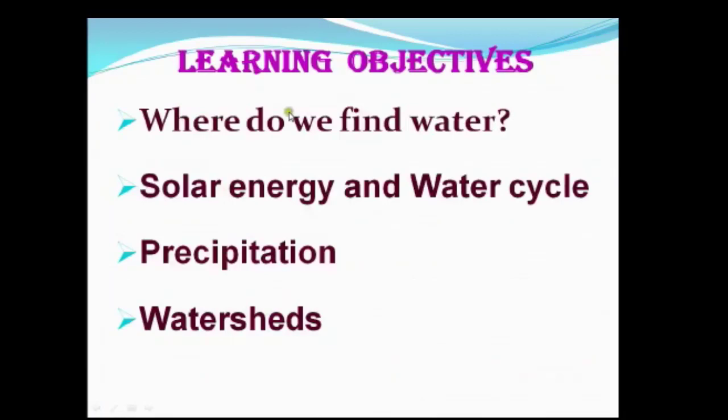So let's see the objectives of today's lesson. First, where do we find water? The second thing is that we are going to see about solar energy and the water cycle, the relation between the solar energy and the water cycle. Also the process of precipitation, and lastly we are going to see about watersheds. First of all, we are going to see where we find water.